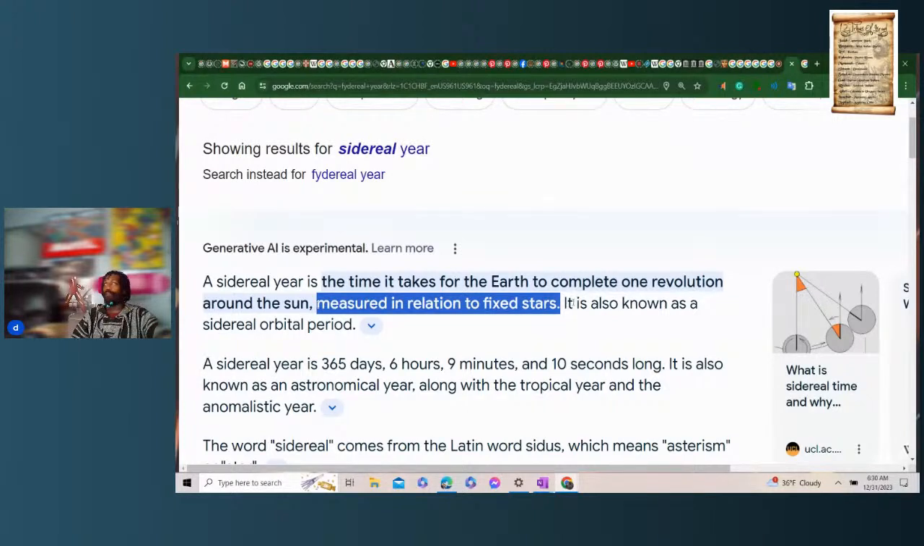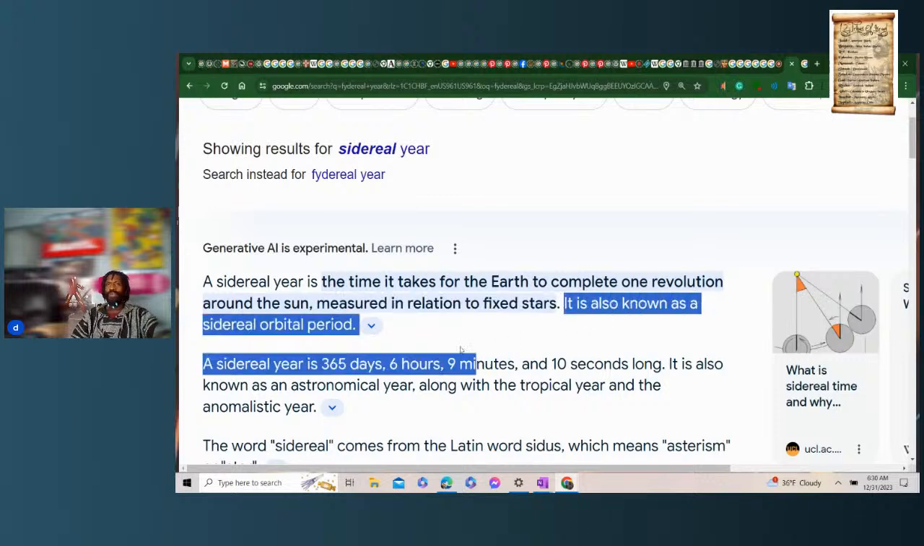Now I'm gonna have to learn more on this, but this is what I'm seeing so far. It is also known as a sidereal orbital period. A sidereal year is 365 days, 6 hours, 9 minutes, 10 seconds long.